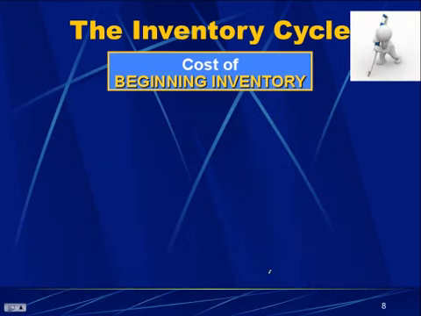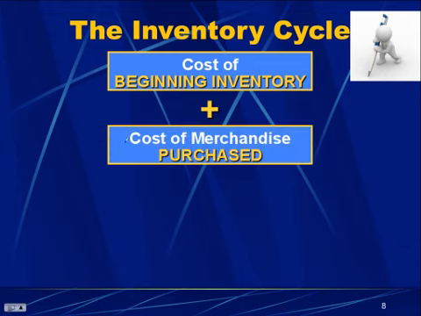There's going to be a formula that I want you to know. This kind of makes sense. So the cost of your beginning inventory, let's say I had these pens, and let's say they were $1 each, and I had 10 of them. So the cost of the inventory that I had on hand was $10.